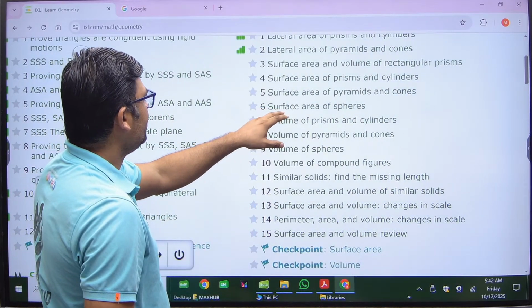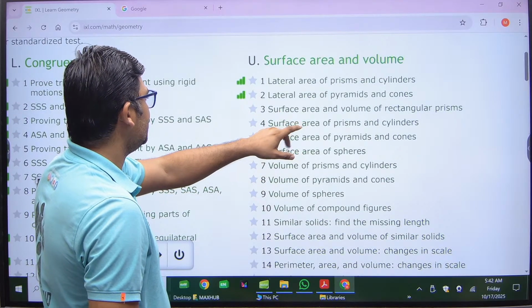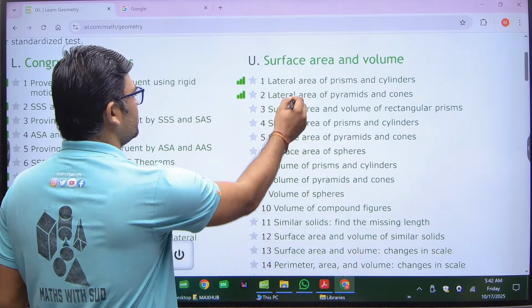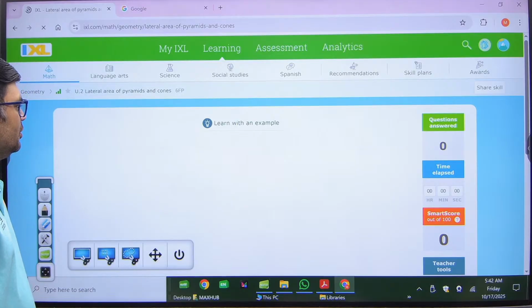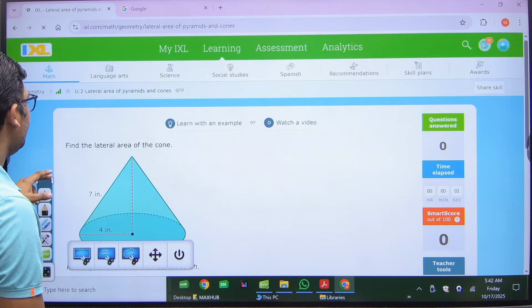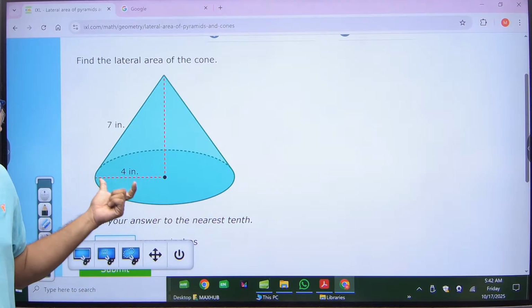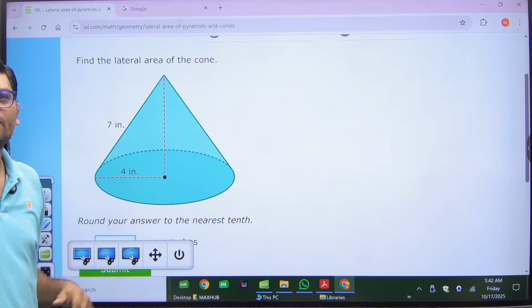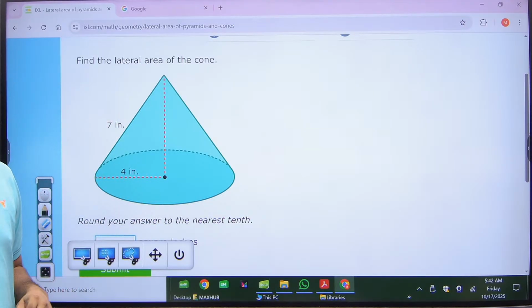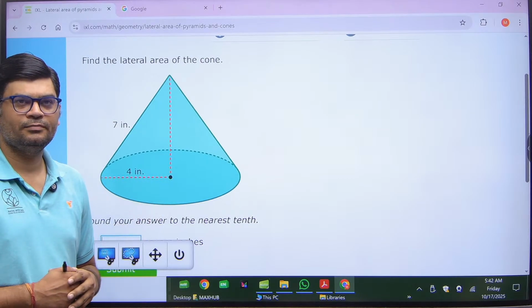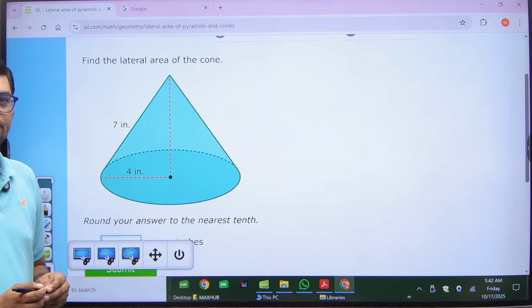So surface area of sphere, surface area of prism and cylinder, surface area of pyramid and cones. So first they are asking the lateral area. Find the lateral area of a cone. This is 4, this is 7. Can you tell me what will be the lateral area of the cone? How are you going to find this? Also, real quick, what does lateral mean?